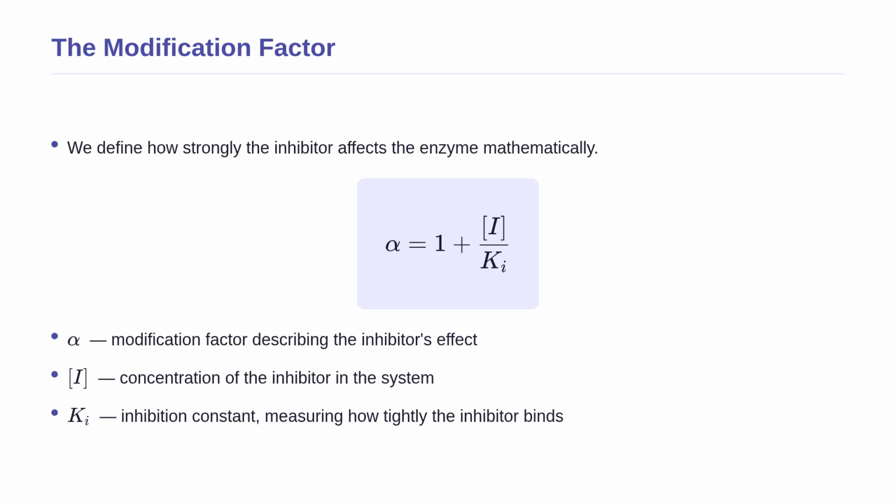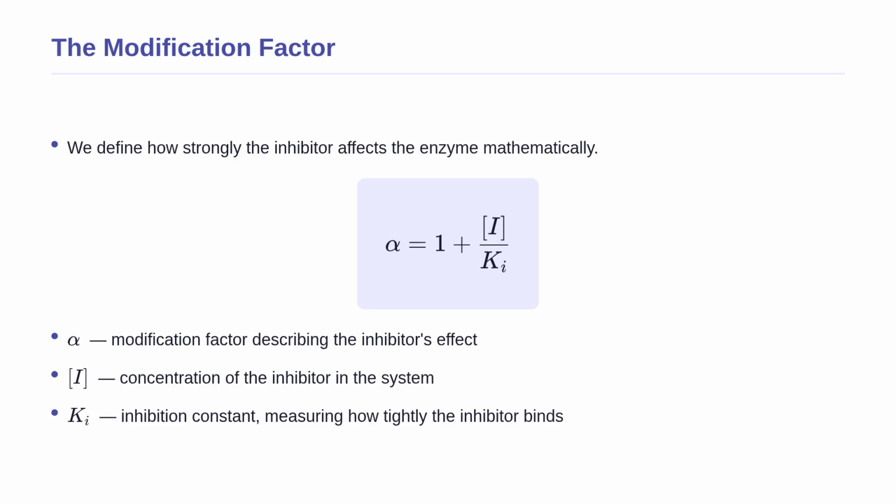Before we can see how the reaction speed changes, we first need to define how strongly the inhibitor affects the enzyme mathematically. We do this by calculating a modification factor, represented by the Greek letter alpha. This formula comes from the ratio of the inhibitor concentration to its binding strength. The symbol I in brackets represents the concentration of the inhibitor present in the system.